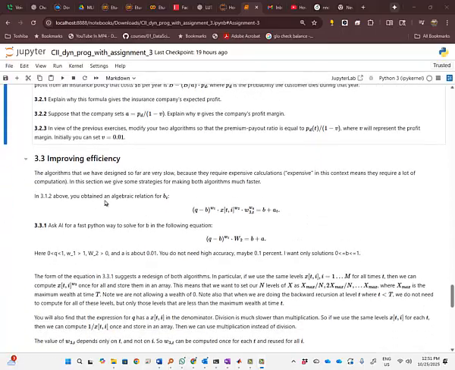So let's improve the efficiency of our algorithms. We have designed the algorithms without really thinking too much about the efficiency. I did try to design the levels of X to be efficient, but now that we've done a little bit more work, we can improve that. The algorithms we've designed are very slow because they require expensive calculations. Expensive in this context means they require a lot of computation. In this section, we're going to give some strategies for making both algorithms much faster.